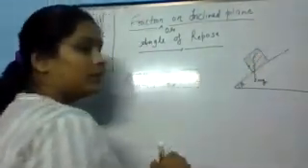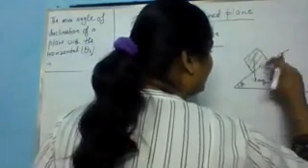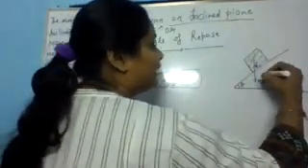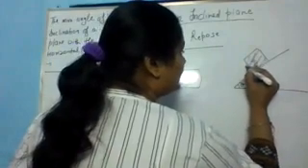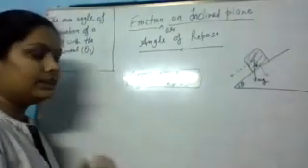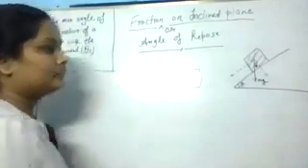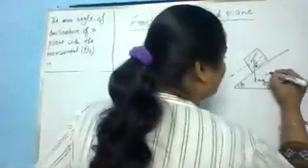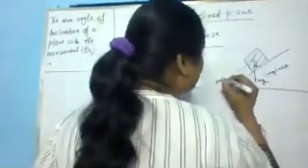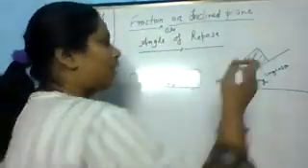The weight of the block works vertically downward. Now we can take the components of it. If this is the vector, the component on the theta side will be cos theta or sin theta? Cos theta. So it will become mg cos theta, and this is your mg sin theta. Is this clear?